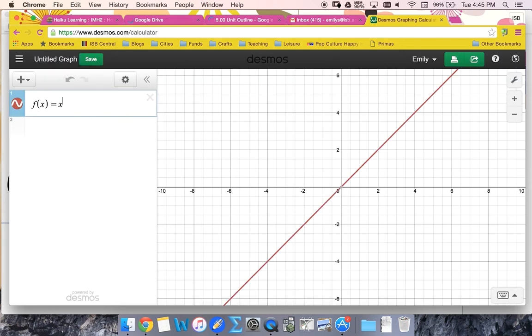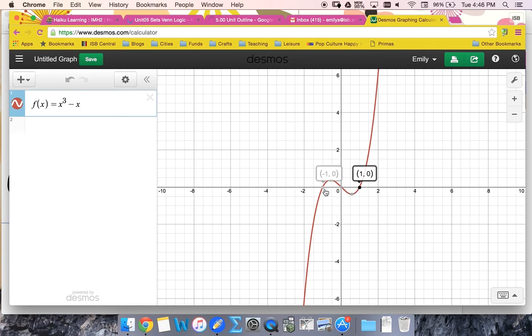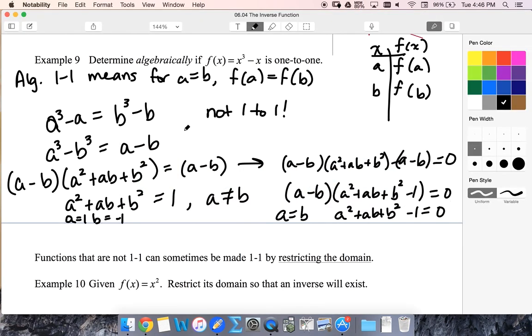is equal to x cubed minus x, I can see straight away, here's my 1, negative 1, so both of those points have the same y value, but I have many points. 0, 0 also has the same y value. So we've got a failure of the horizontal line test, so graphically we can also show it's not one-to-one. Algebraically, by showing that this is true for some a not equal to b, also means not one-to-one.